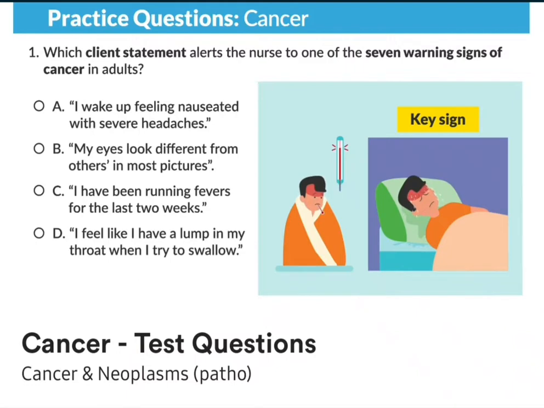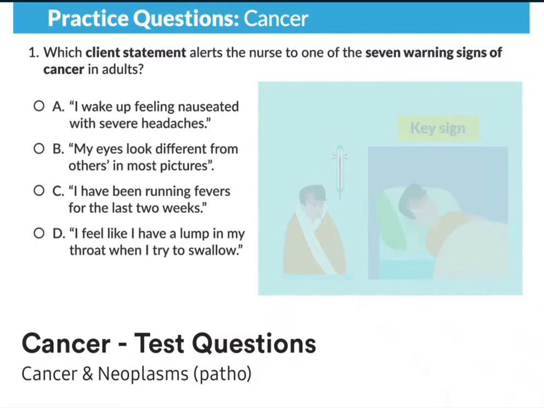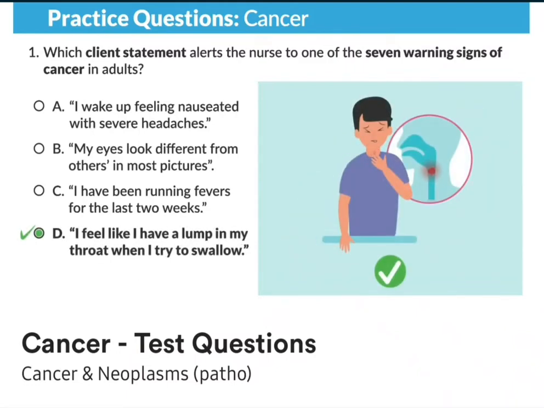So once again, option D is the most correct. I feel like I have a lump in my throat when I try to swallow. Yes, the key term that we're looking for here is swallowing difficulties.